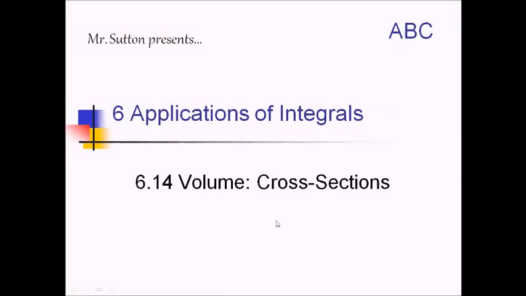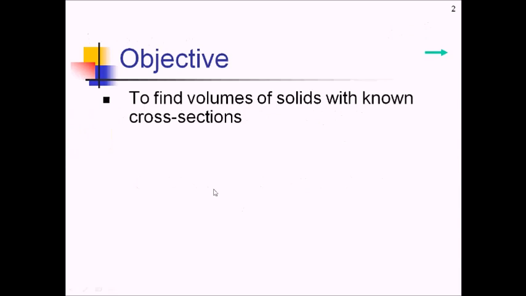Hello there, Mr. Sutton bringing you this lesson on volume with known cross-sections. So as the title suggests, we will be finding volume of solids that do have known cross-sections, such as squares, semicircles, all that stuff. But let's go into what we're talking about now.